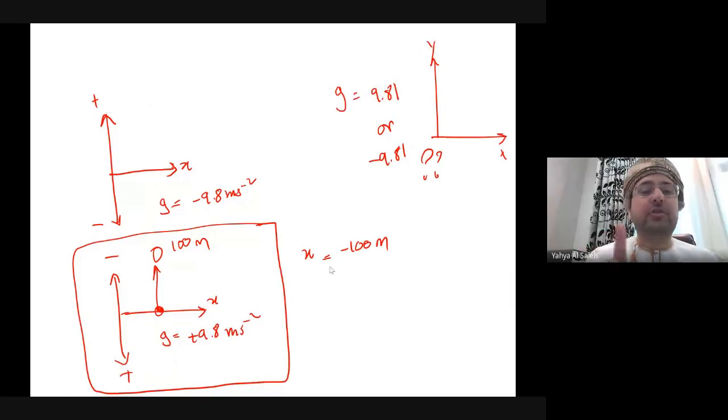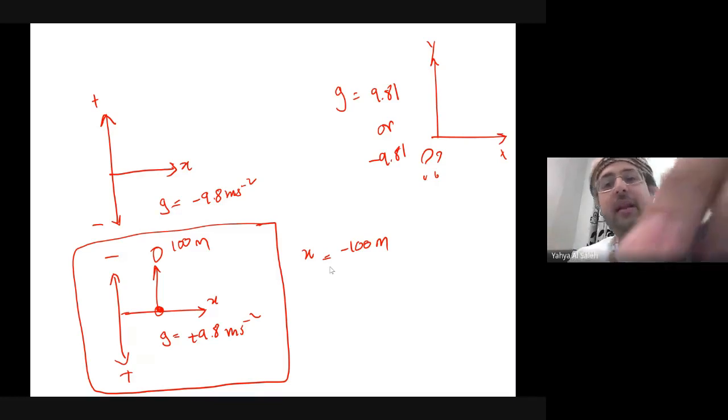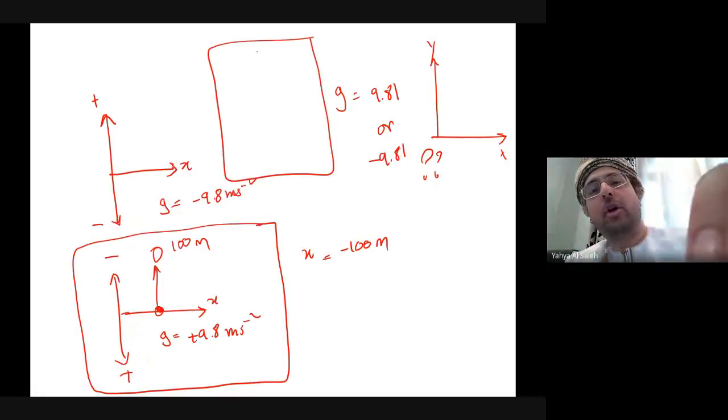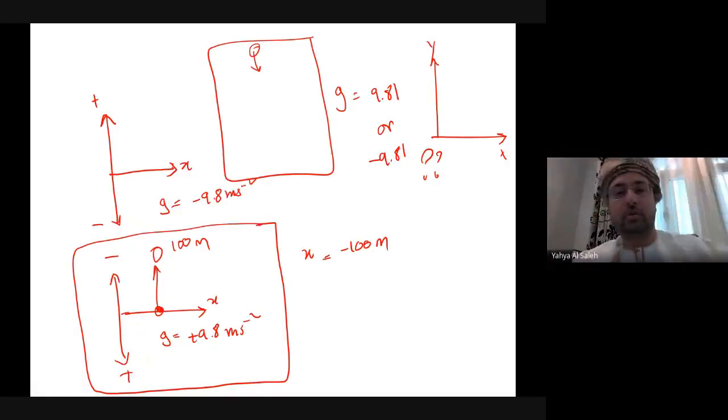It all has to do with your decision. You choose which side is positive, which side is negative, and you stick to it.